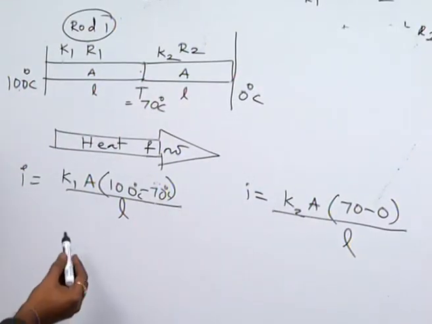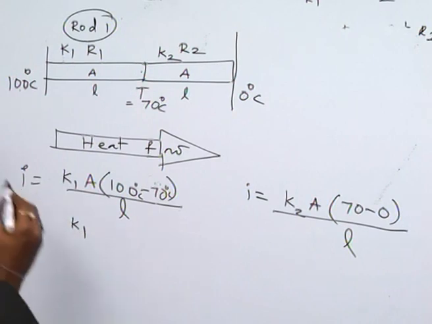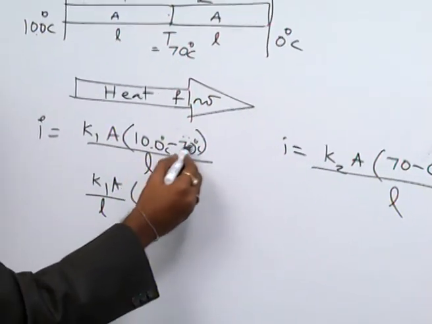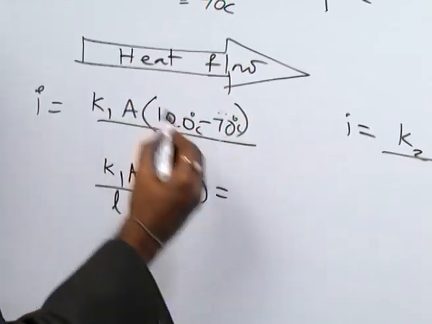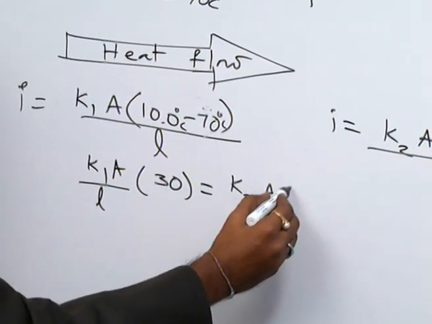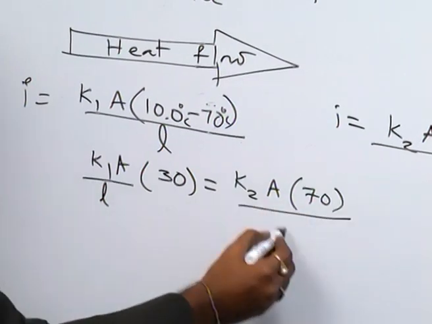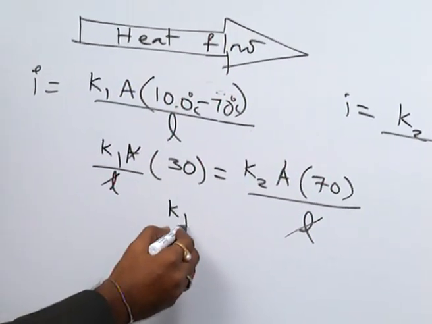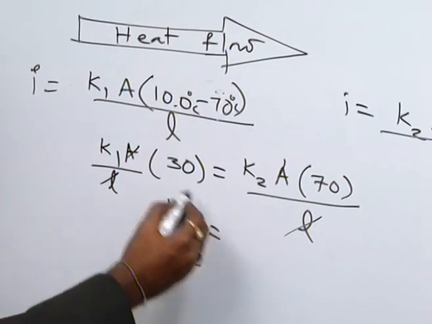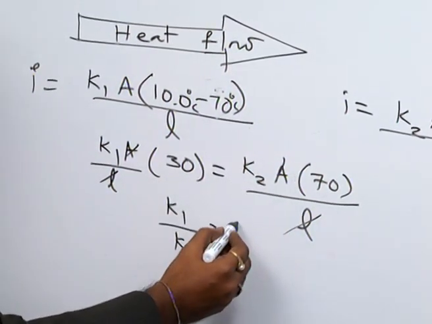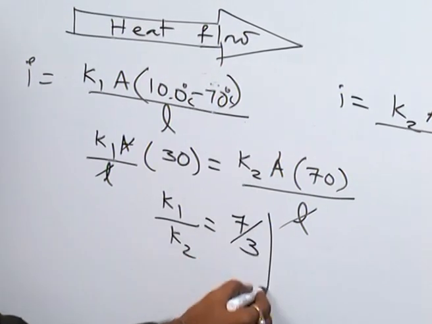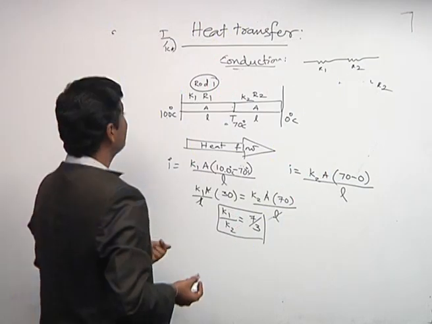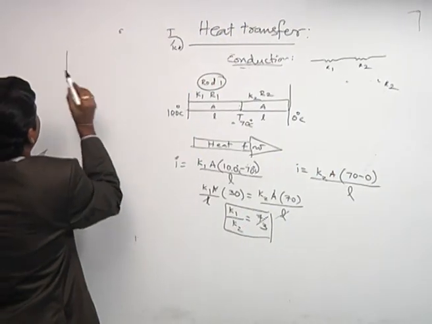If you are equating both the cases, so definitely we can write K1 A by L into (100 minus 70), that is 30, equal to K2 A, this is 70, by L. So A by L gets cancelled. So you will get the relation K1 by K2 equal to 70 by 30, we can write 7 by 3. Now we got the relation of K1 and K2, but he is asking about the interchanged arrangement.